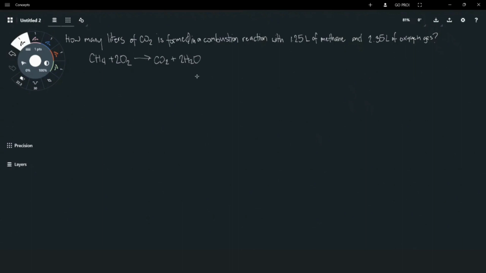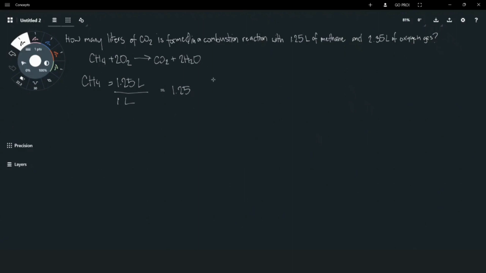Since we have two values of volume, methane and oxygen gas, we first have to find out which one is the limiting reactant so that we may solve for how many liters of carbon dioxide. Just like in reaction stoichiometry, to get the limiting reactant, we have to divide the values of the volumes by the coefficients of our chemicals in our chemical reaction. So first, for CH4 methane, we have 1.25 liters divided by 1, which is its coefficient, which gives us the value 1.25.